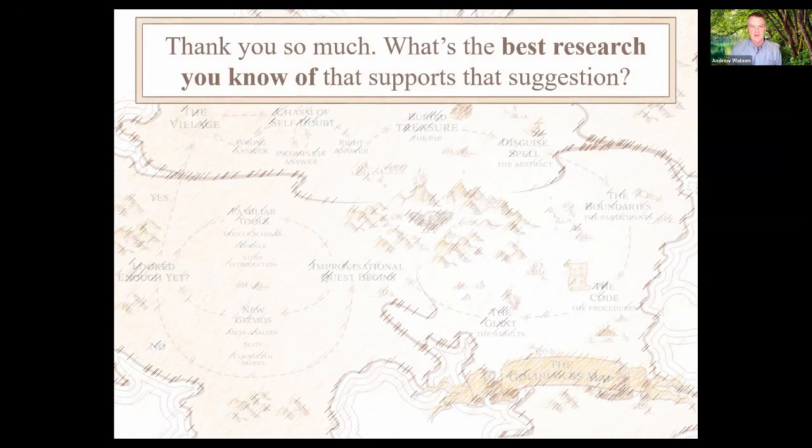Well, thank you so much for the advice. What is the best research that you know about that supports that idea? And I suspect you're thinking, well, that's obvious. Why does he even need to write that down? What a silly thing to say.